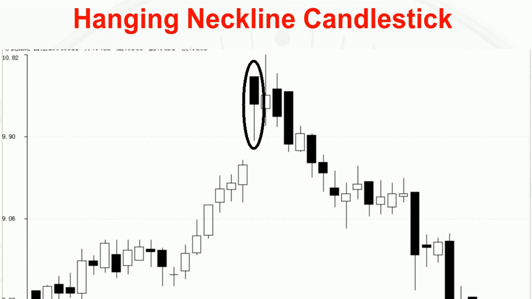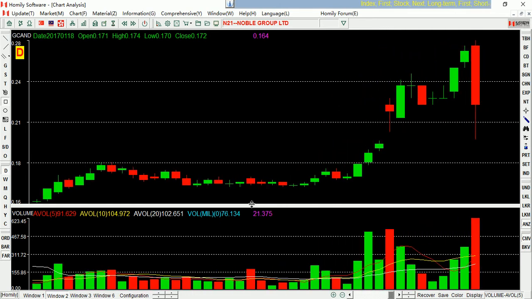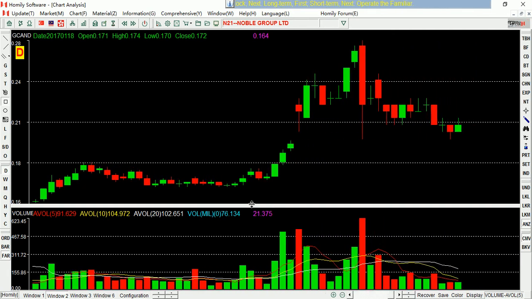Okay, so we can see here, this candlestick appears again. What does that mean? Continue to go down. Here it appears, continue to go down. You cannot buy at this area. Like this stock, this is the neckline candlestick, right? And this is the bearish candlestick. What does that mean? The price will go down. So you can see the price continues to go down.